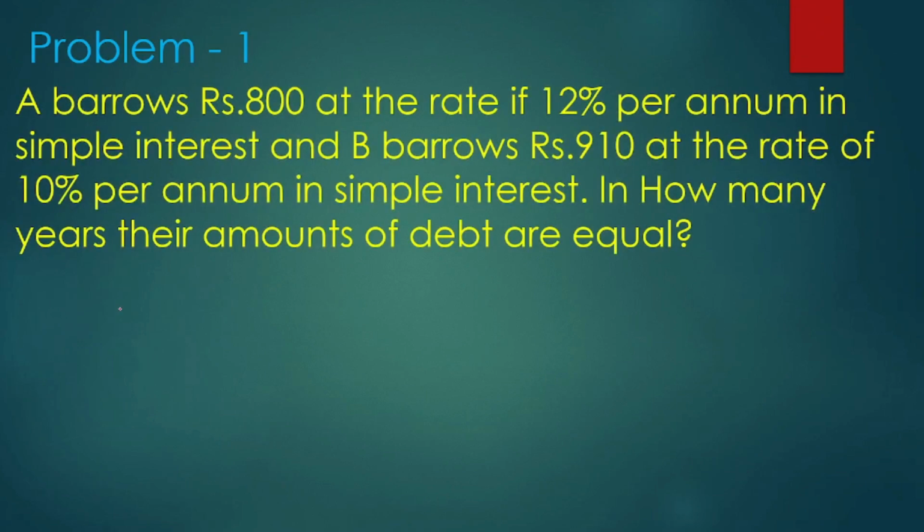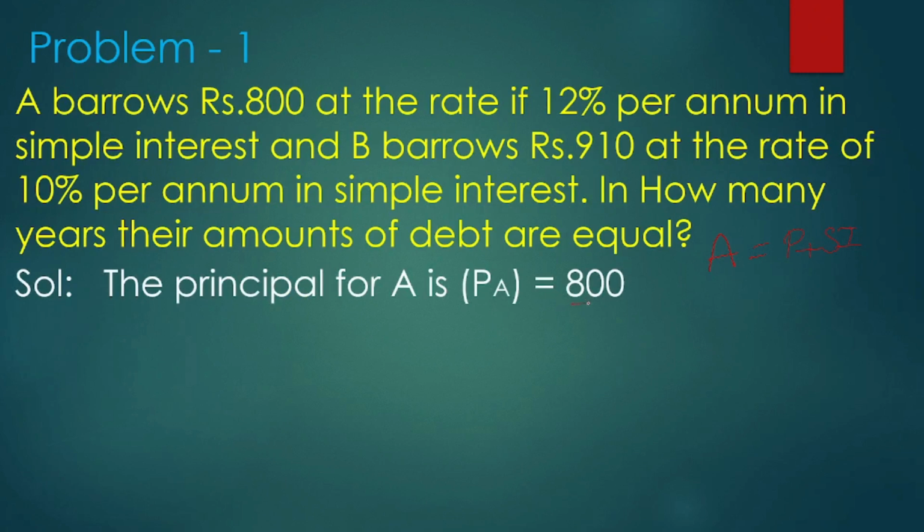A borrows 800 rupees at the rate of 12% per annum in simple interest, and B borrows 910 at the rate of 10% per annum in simple interest. In how many years will their amounts of debt be equal? Here the amount means principal plus simple interest, as they are taken in simple interest.